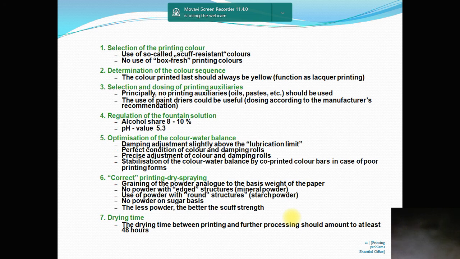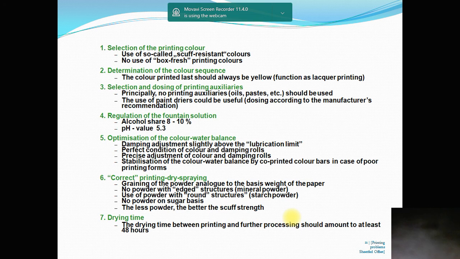Determination of the color sequence: the color printed last should always be yellow. This is also very important. Selection and dosing of printing auxiliaries: usually no printing auxiliaries, that is oil, wax, etc., should be used. The use of paint dryers could be useful, with dosing according to the manufacturer's recommendations. If we use paint dryers, that will be useful. We don't use oil, wax, etc.